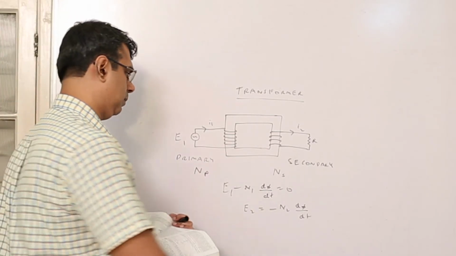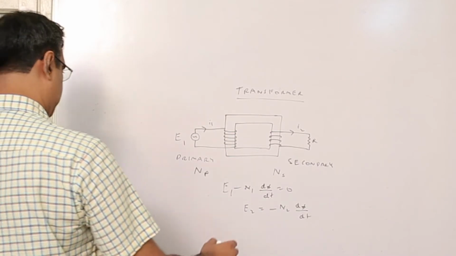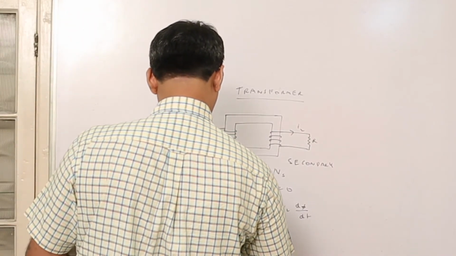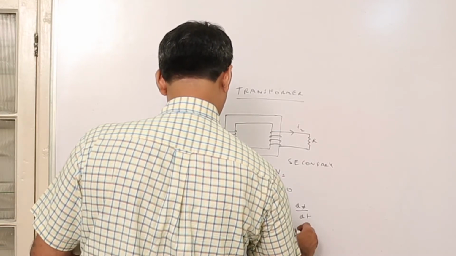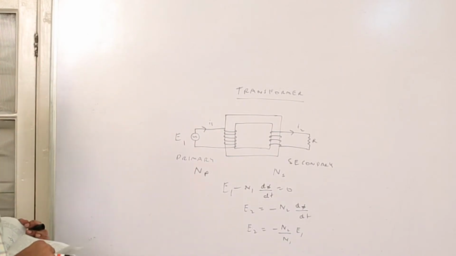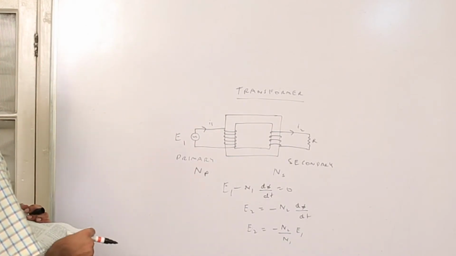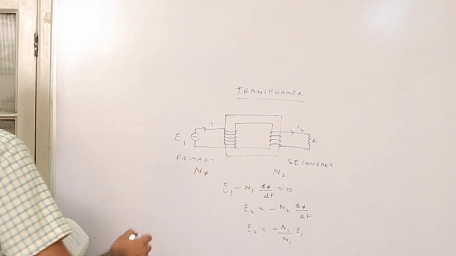You will notice that in both of them the rate of change of flux is taken to be the same. That is thanks to the transformer. So now we will get E2 is N2 by N1 into E1. So this is the relation between the voltage delivered across the primary and the secondary.